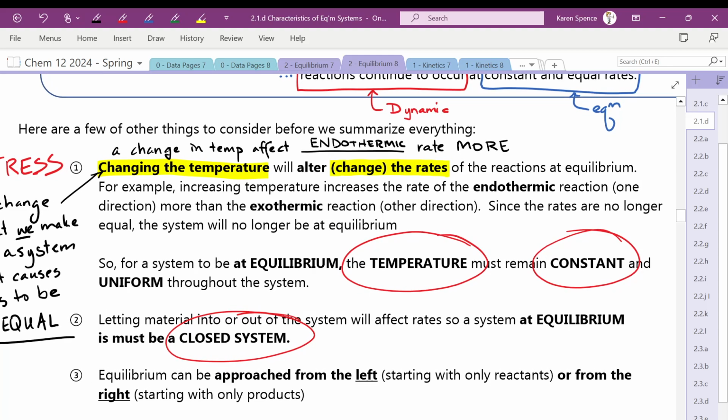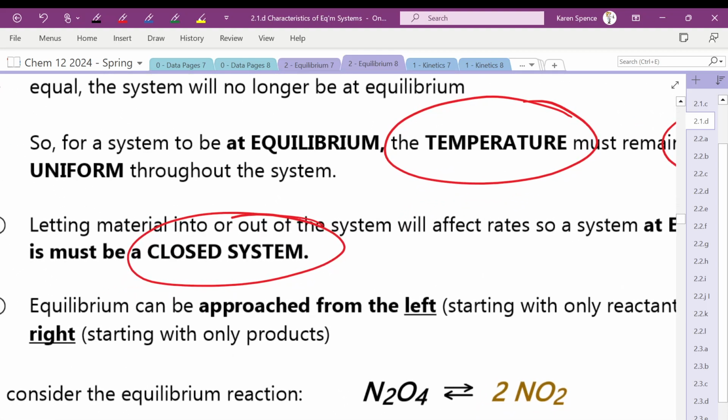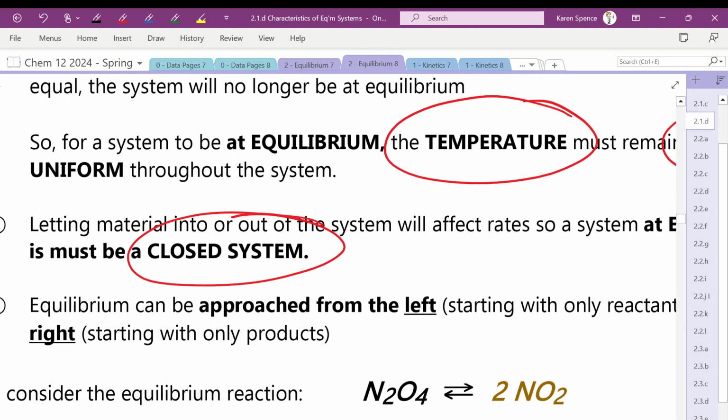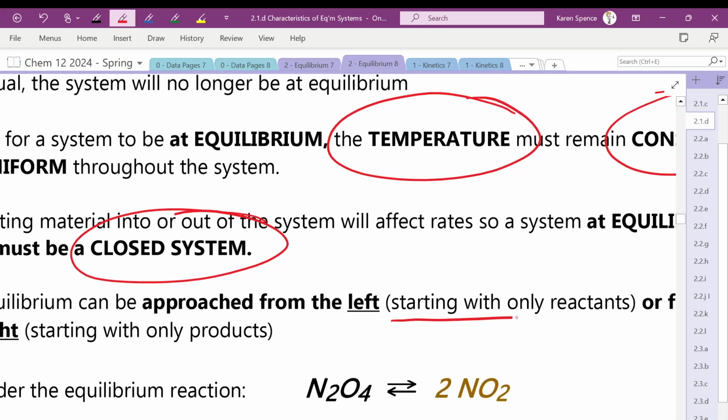And finally, equilibrium can be approached from the left. I just want to introduce this language to you because you will hear this. Equilibrium can be approached from the left. What that means is if you start only with reactants, you can reach equilibrium.